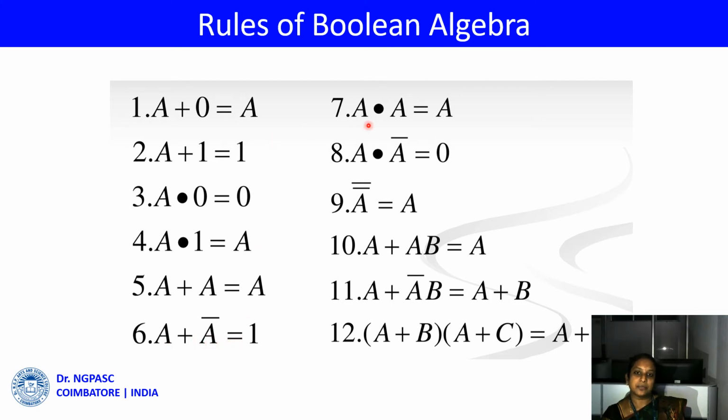Seventh rule is A dot A is equal to A. So if A is 0, 0 into 0 will give you 0. If A is 1, 1 into 1 will also give you 1.